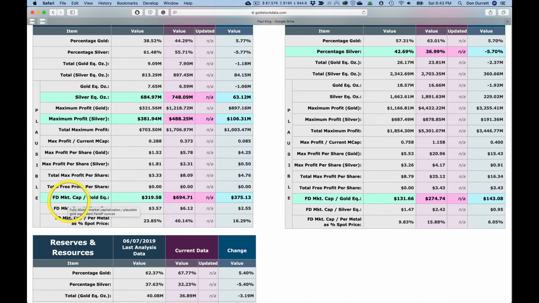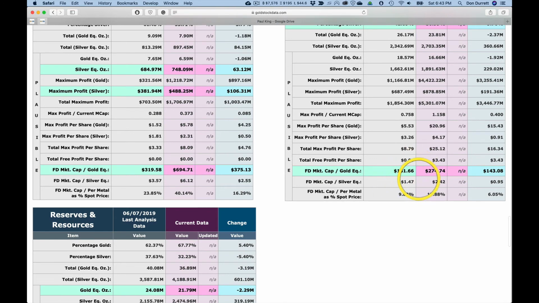This market cap divided by gold equivalent ounces. I think I told you these two are valuable. This one right here. The one that's good, I think, is current market cap divided by, say, plausible ounces. This is fully diluted market. Well, that is current market cap. Current market cap divided by plausible ounces.